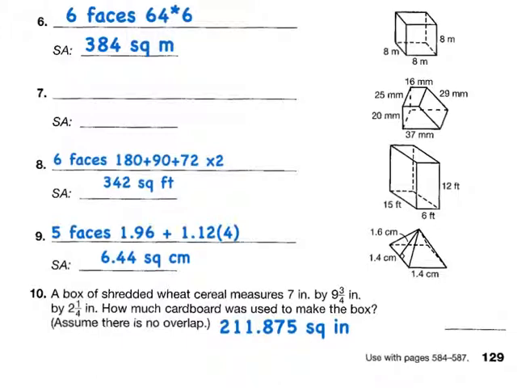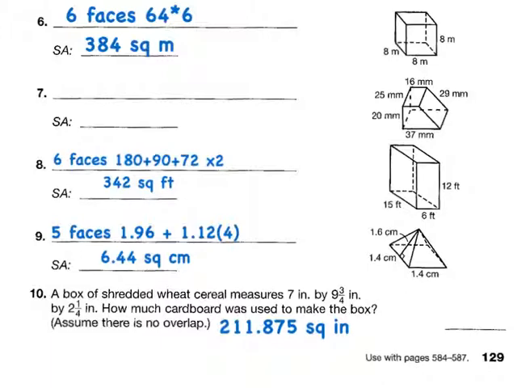For number 6, there are 6 faces, and they're all squares. It's a cube, and the surface area is 384 square meters. I told you to omit or skip number 7. Number 8, there are 6 faces. They're all rectangles, and the surface area is 342 square feet.